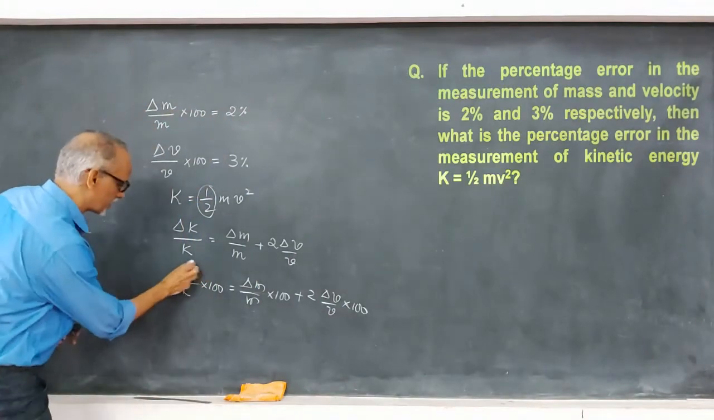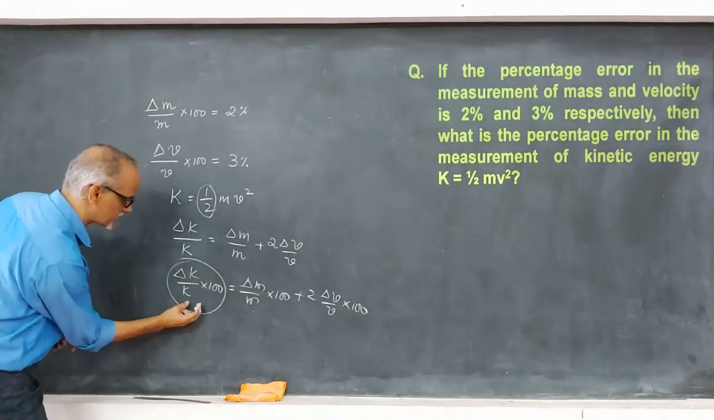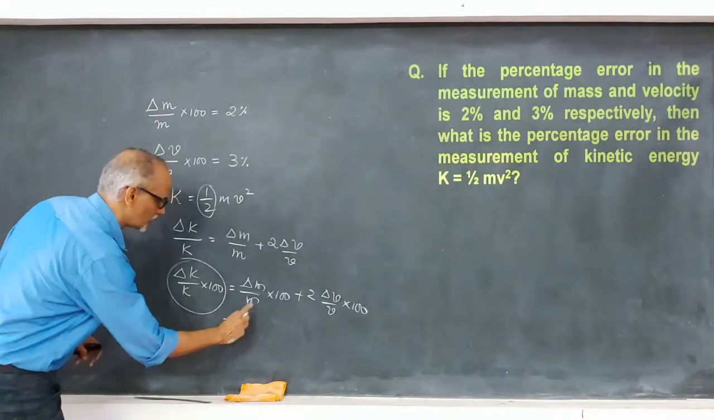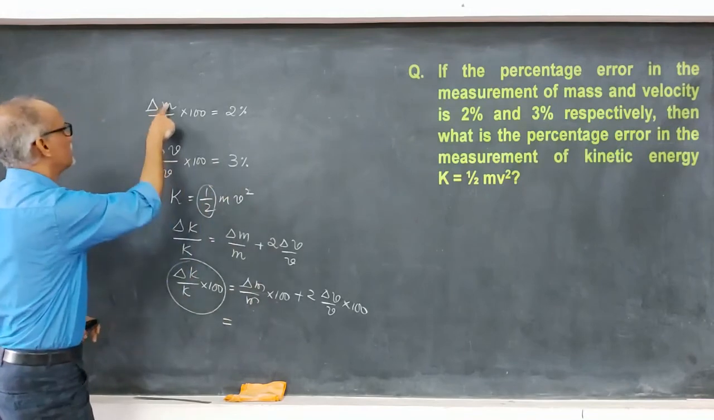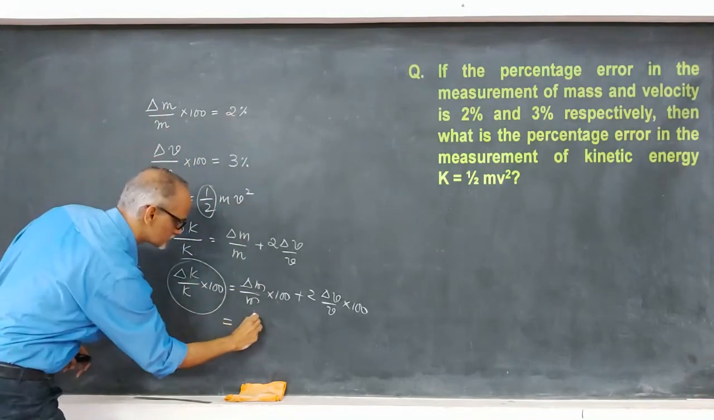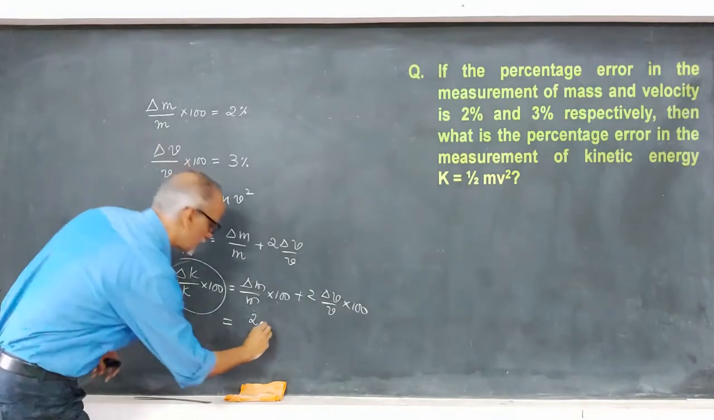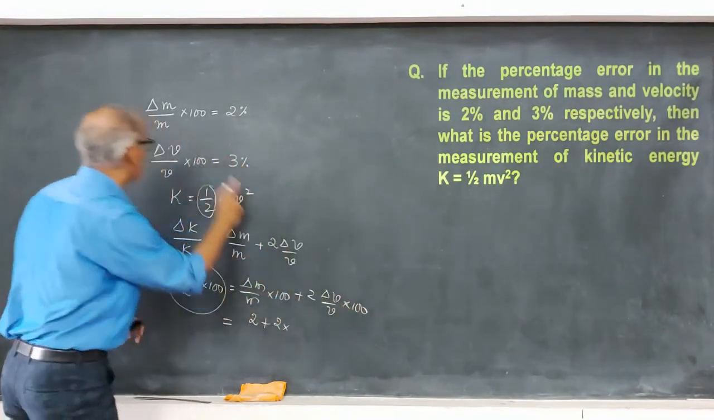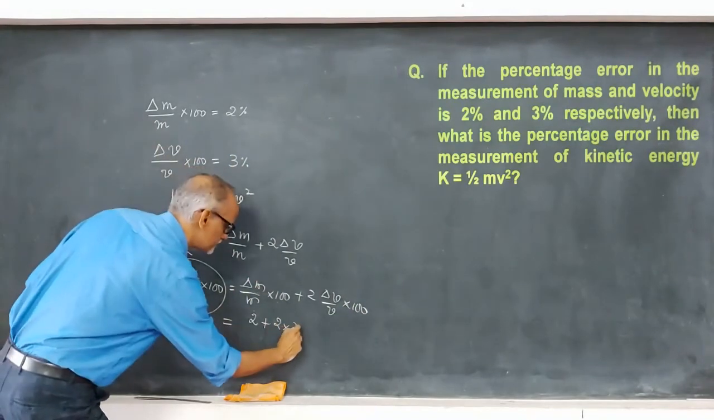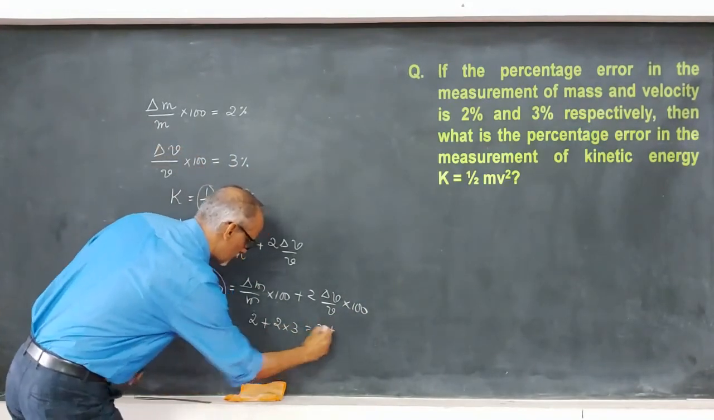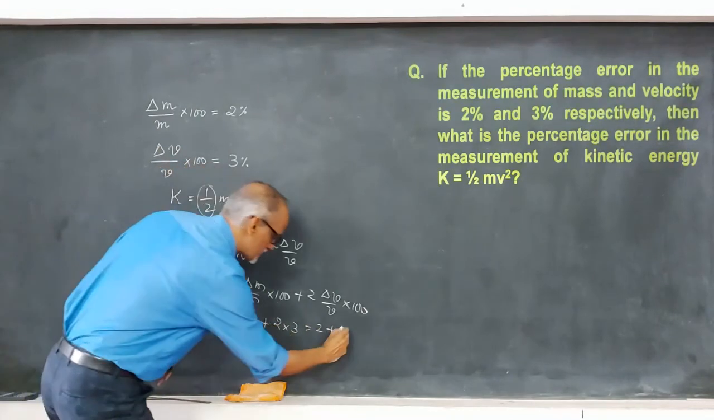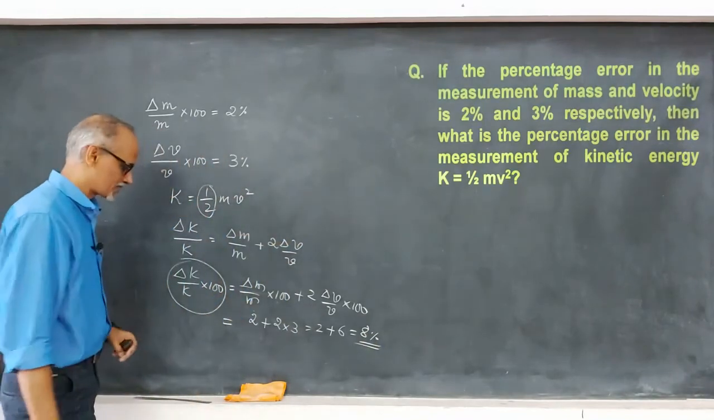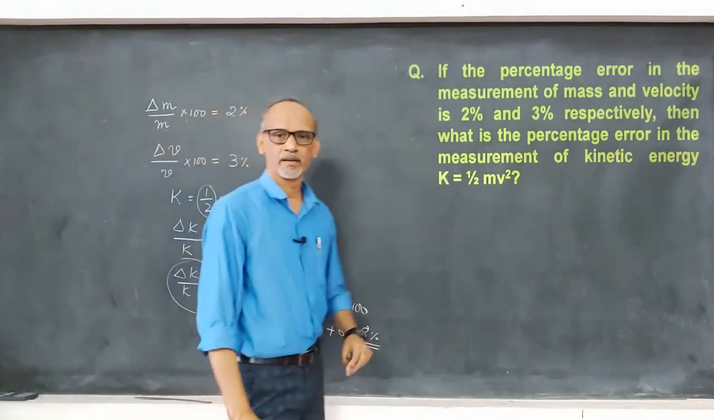Correct? So I have multiplied by 100 throughout to write the percentage error. So what is delta K by K into 100? This is nothing but the percentage error in kinetic energy. That is what we have to calculate. What is delta m by m into 100? It is given as 2%. So this is 2 plus 2 into the percentage error in the velocity, that is given as 3. So this is 2 plus 3 into 2, that's 6. 6 plus 2, 8%. So that is the percentage error in kinetic energy.